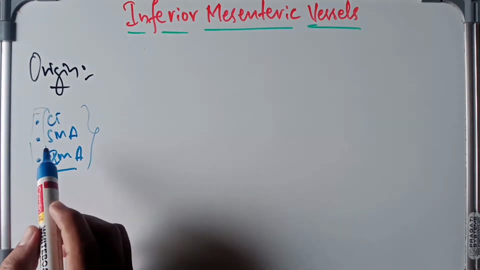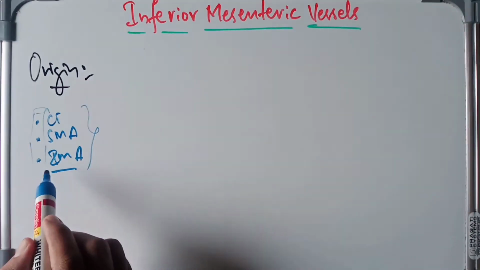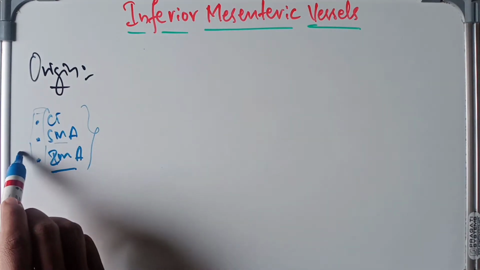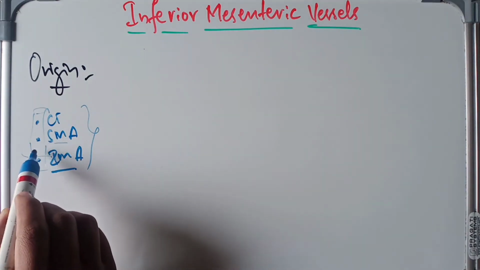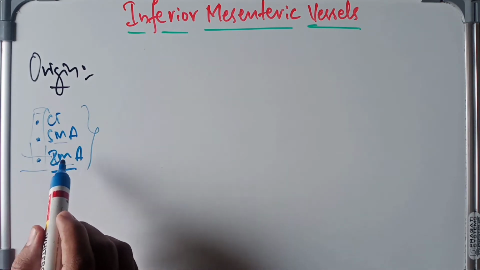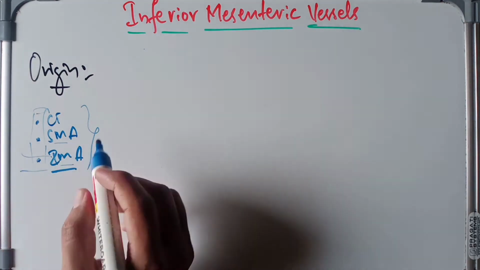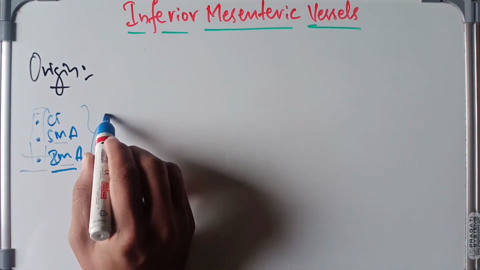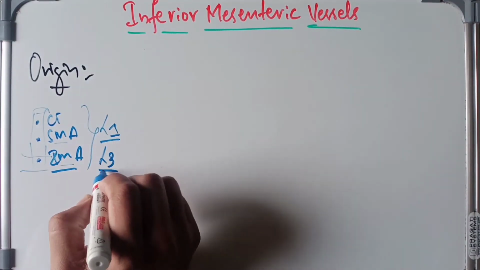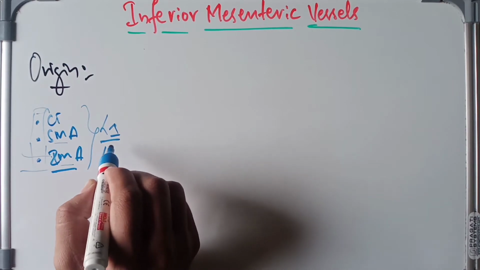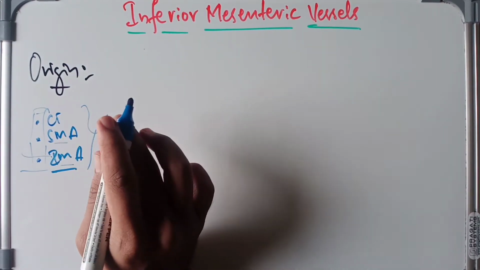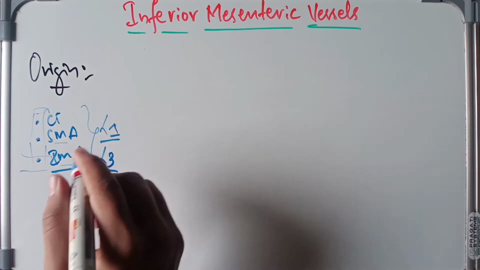So the inferior mesenteric artery arises from the front of the abdominal aorta and behind the third part of the duodenum. We have the superior mesenteric artery arising above the third part of the duodenum, while the inferior mesenteric artery will arise just behind it. This is at the L3 vertebra. The superior mesenteric artery arises at the level of the L1 vertebra, and the inferior mesenteric artery arises at L3, almost 3 to 4 centimeters above the termination of the abdominal aorta.